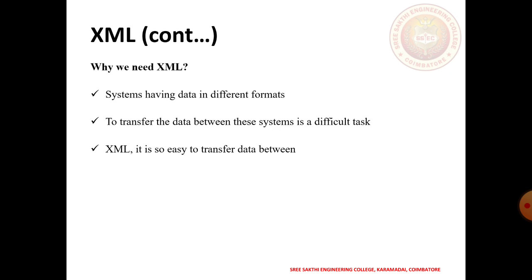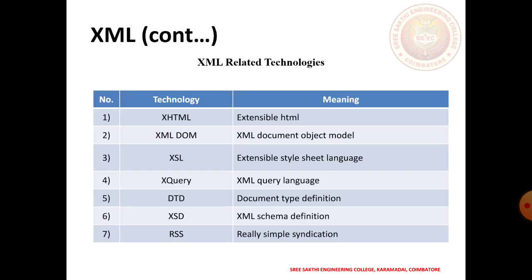Why do we need XML? Systems have data in different formats. In day-to-day life, systems with different operating systems store data in different forms. When we need to transfer data from one system to another, the data should be converted into a compatible form before it is transferred to the other system. So when it is in an XML file, it is easy to transfer the data between systems.